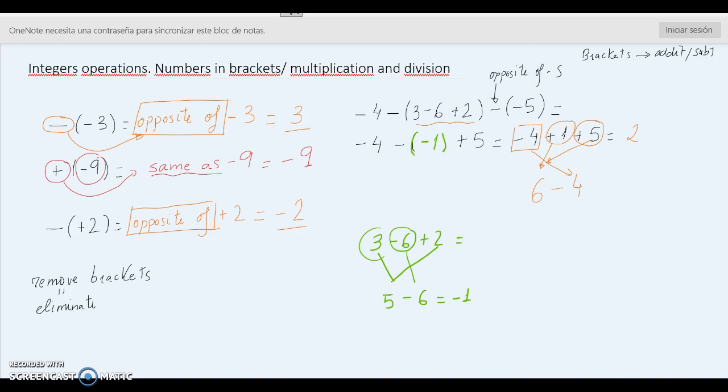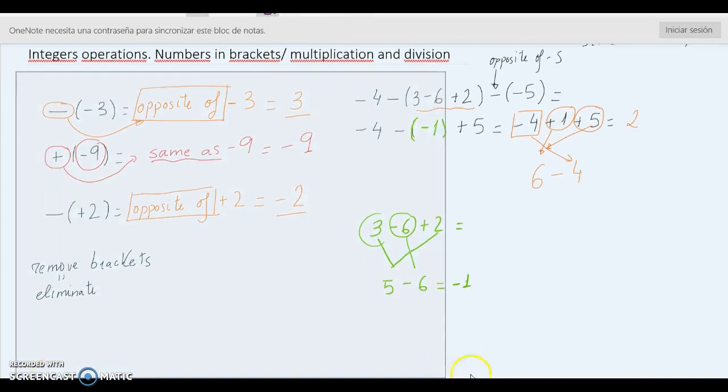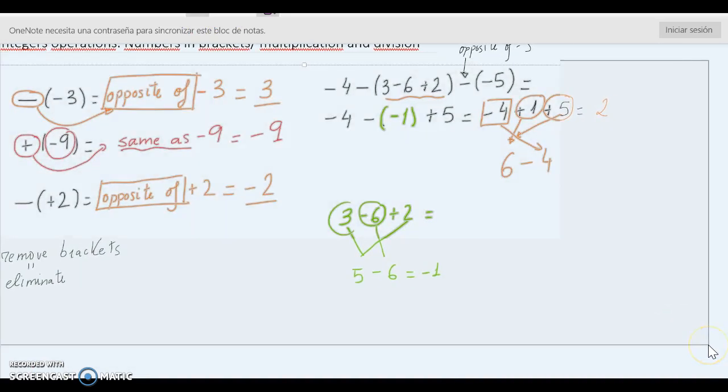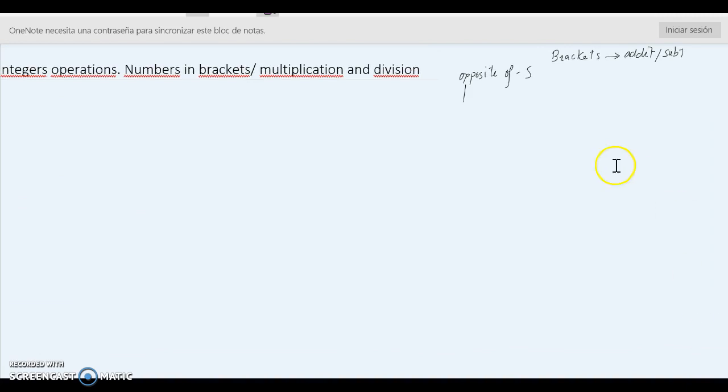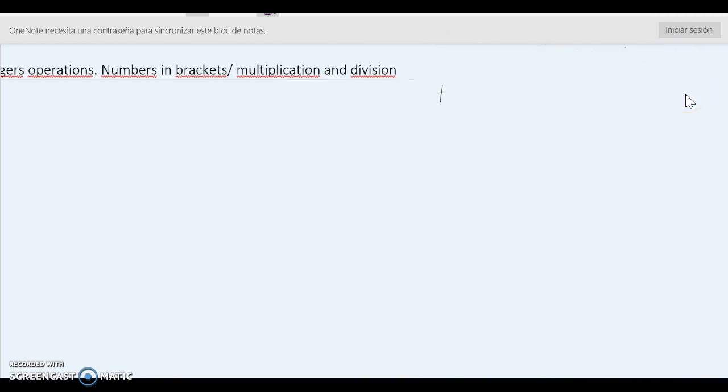Okay, so let's see now the multiplication and divisions quickly, because it's quite simple. After the multiplication and divisions, in next videos we will see mixed operations, combined operations with multiplications, brackets, etc. So let's start with the multiplication.